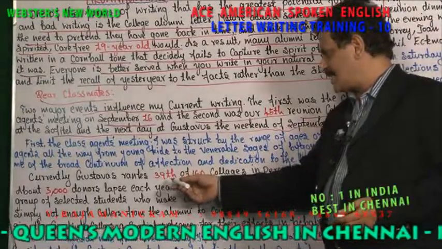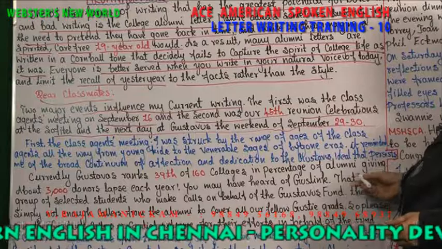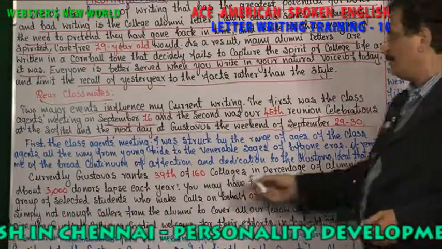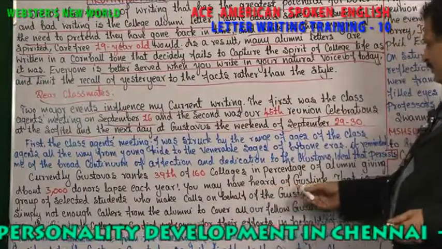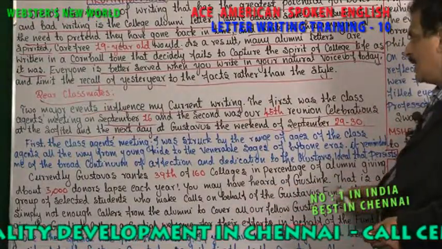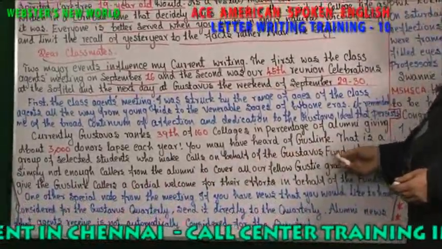Currently, Gustavus ranks 39th of 160 colleges in percentage of alumni giving, about 3,000 donors each year. You may have heard of Gunsliv, that is a group of selected students who make calls on behalf of the Gustavus Fund.